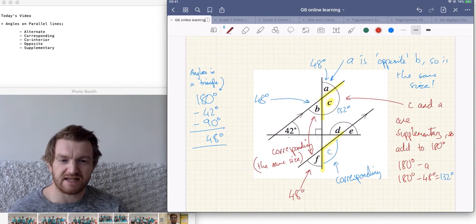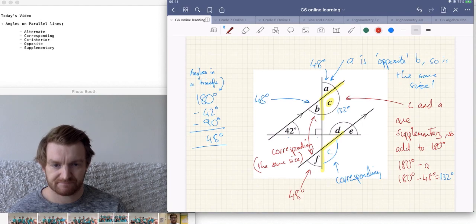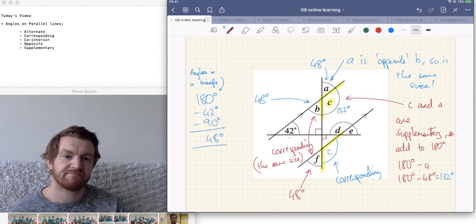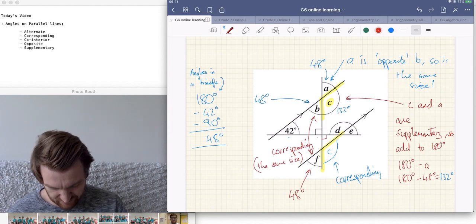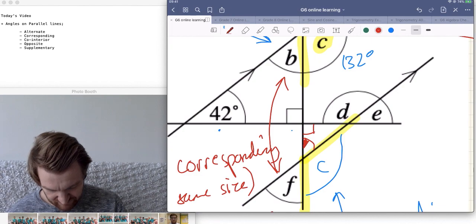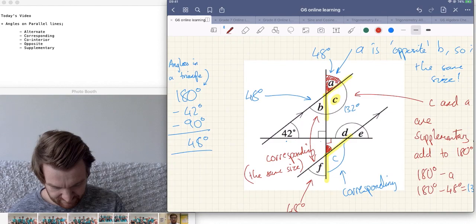Finally, we've got D and E, but obviously we've got that line crossing halfway. Well, we know that this angle here is going to be a right angle. And we also know that this angle here, therefore, this is where we have to zoom in a little bit, this angle here, I'm going to shade it in red so you can see it, is also the same as this one here. So that one there must be A.